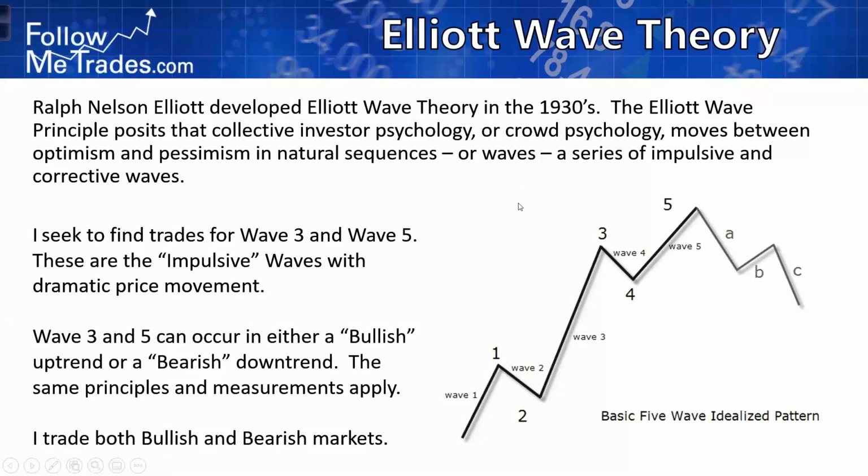So, a lot of people have had a bad experience with Elliott Wave, and maybe some of you are rolling your eyes right now. Oh, we've heard about that, and it's super complex, and it's non-repeatable, and every practitioner has different interpretations. Those things can be true. I think what Ralph Nelson Elliott came up with when he developed this back in the 30s was actually pretty simple, and all he said was, "Hey, I just observe on a chart that there's this crowd psychology that moves between optimism and pessimism in these natural sequences, a series of impulsive and corrective waves."